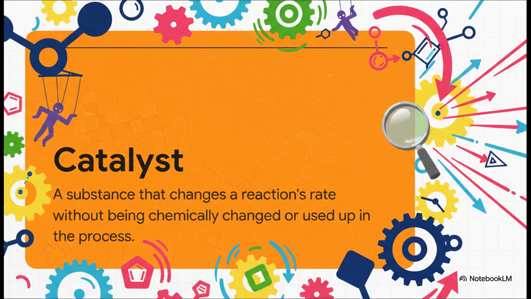Here's the official definition. A catalyst is a substance that changes the speed of a reaction, either makes it faster or slower, but here's the crazy part. It doesn't get used up in the process. It just helps out and then walks away unchanged. Catalysts are the true puppet masters of the chemical world.